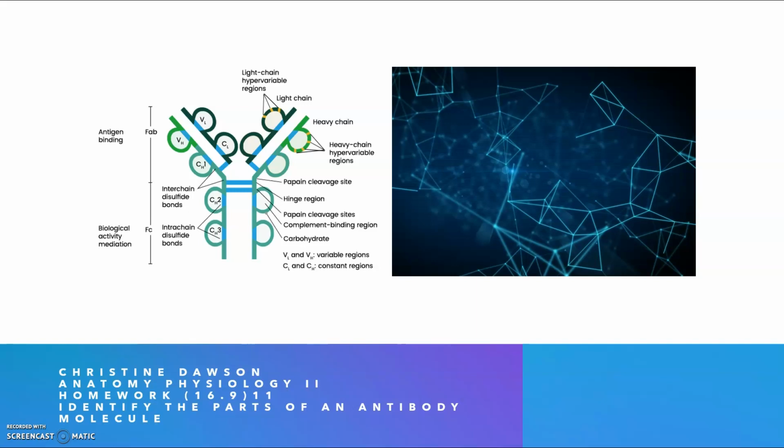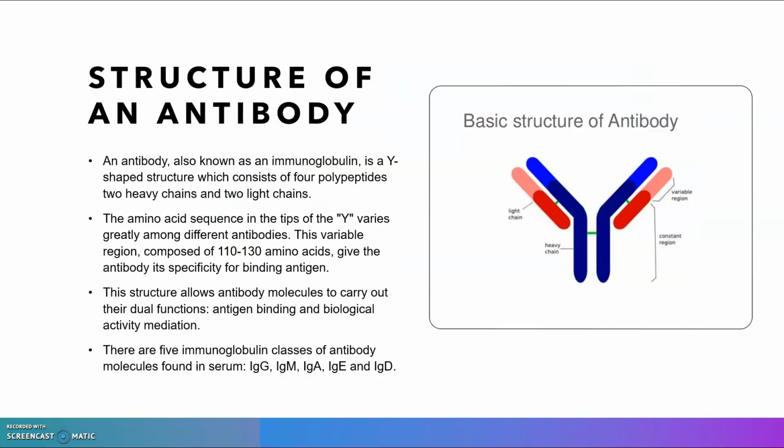16.911. Identify the parts of an antibody molecule. Structure of an antibody. An antibody, also known as an immunoglobulin, is a Y-shaped structure which consists of 4 polypeptides, 2 heavy chains and 2 light chains.